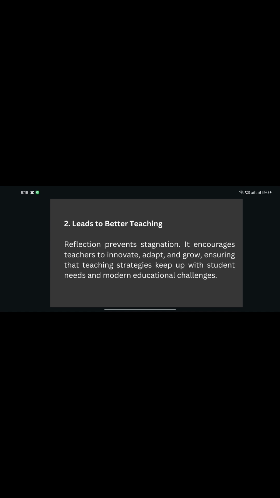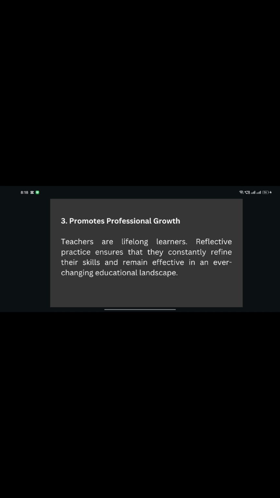The second one is it leads to better teaching by preventing stagnation and promoting creativity. And the last one is to promote professional growth. Teachers continuously improve and stay effective in a changing educational world.